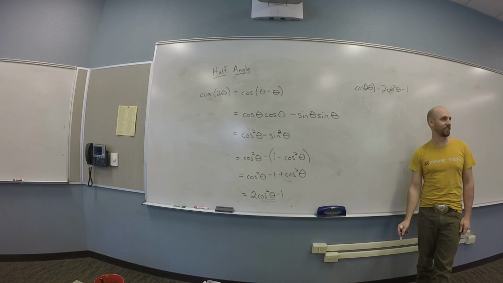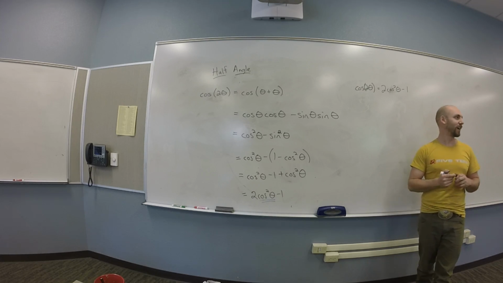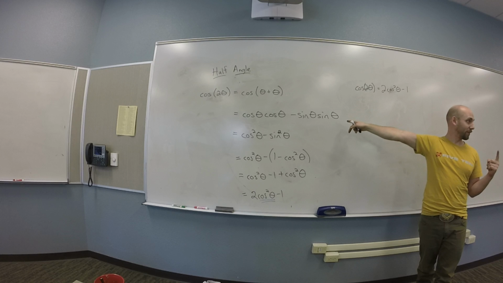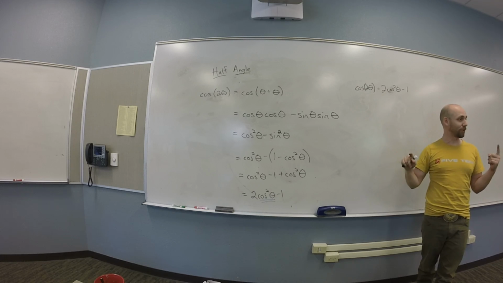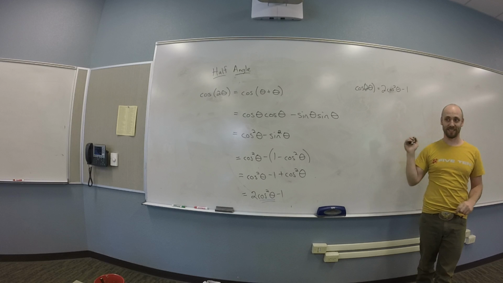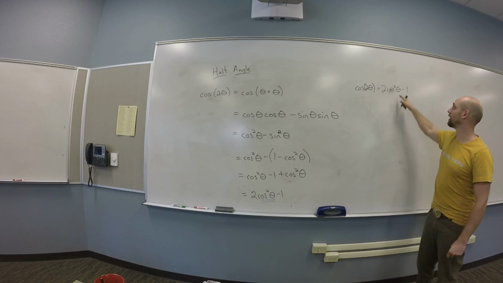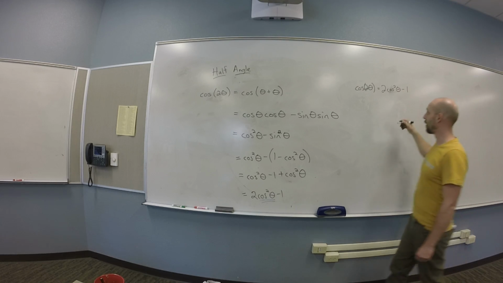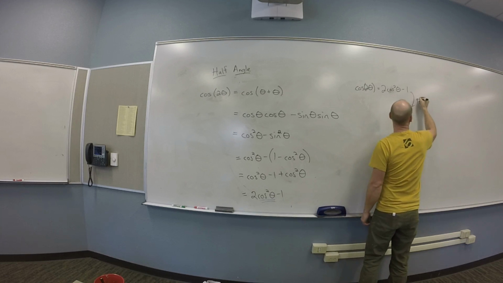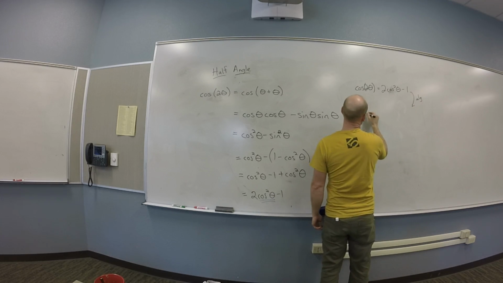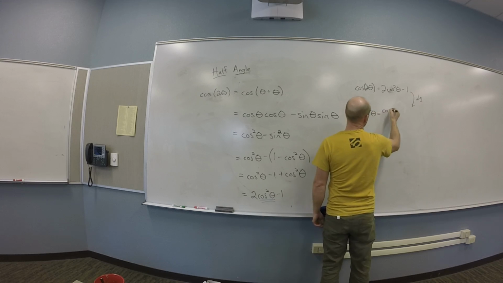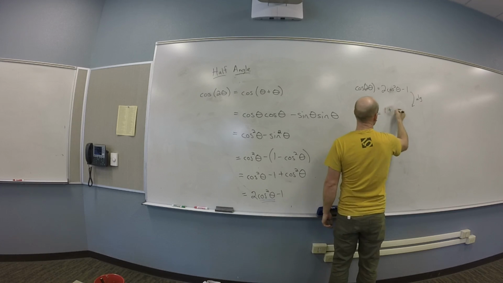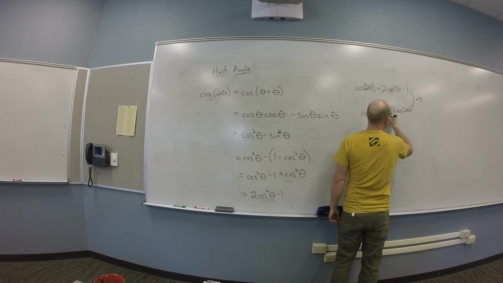I feel like there are 2 trig identities you should know. Two, count them, two. One is sine squared plus cosine squared is 1. And the other one is this. So, to get cosine squared by itself, what do you need to do? Add 1 and then divide by 2. Algebra will get you to cosine squared of theta is 1 plus cosine of 2 theta over 2.